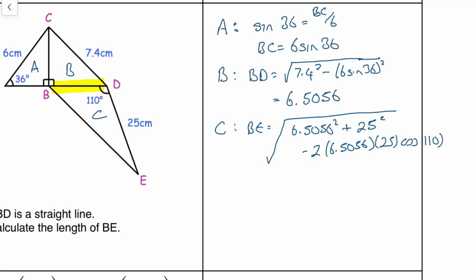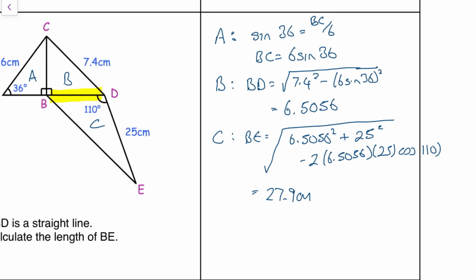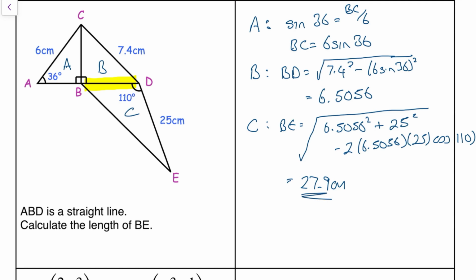And notice this isn't a fraction, it's just I can't write it all in one big line. So get my calculator out, and I'm going to do this even more carefully. So 6.5056 squared plus 25 squared minus 2 times 6.5056 times 25 times cos 110, close my brackets, and that gives me 27.9 centimetres. I am in centimetres, yes, it doesn't give me any accuracy, happy with that, question done.